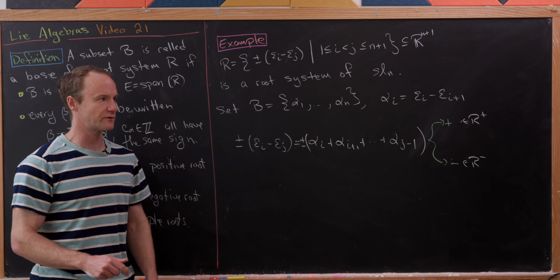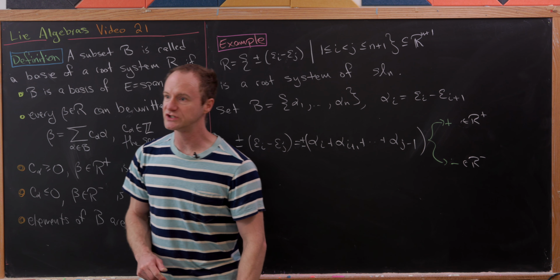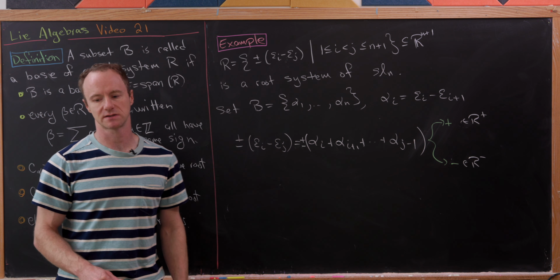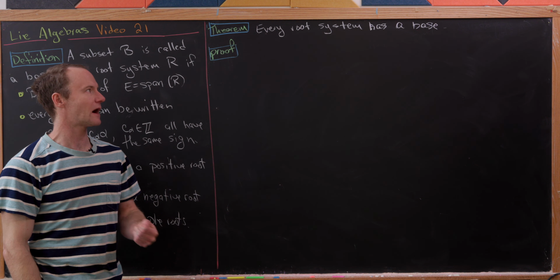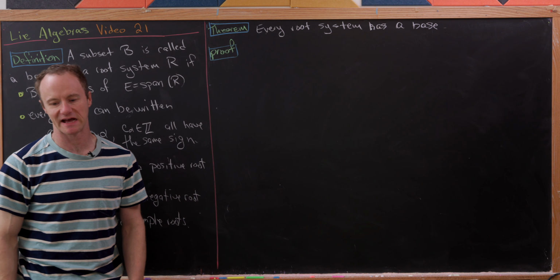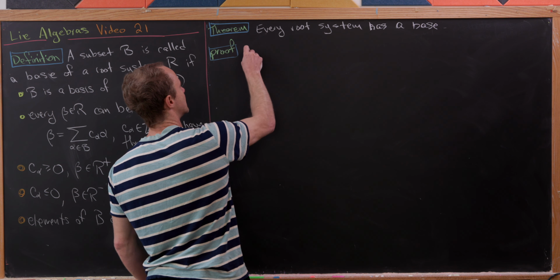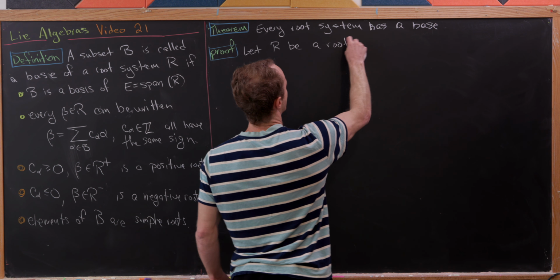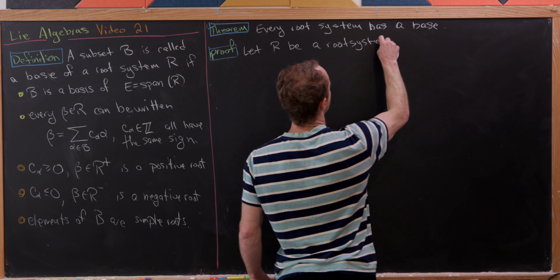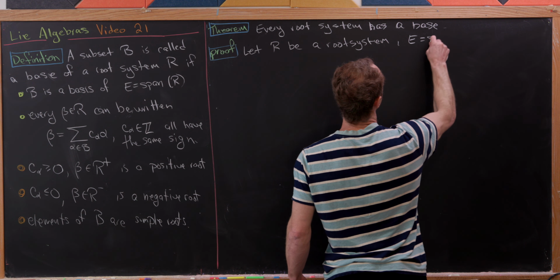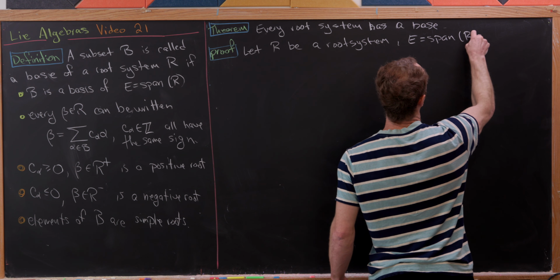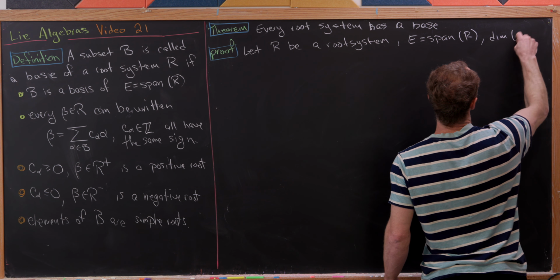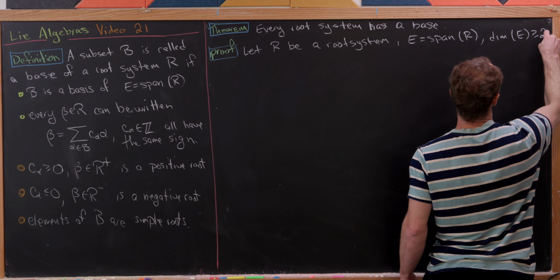Okay, so now let's prove our main result for the day, which is that every root system has a base. Okay, so like I said, now we're going to prove that every root system has a base. So let R be a root system. And here we'll just take E to be equal to the span of R, and we'll make sure that the dimension of E is bigger than or equal to 2.